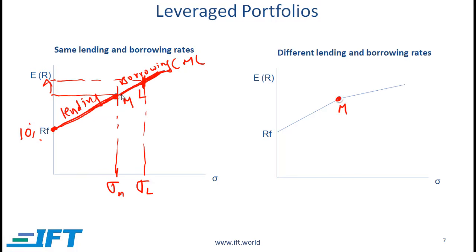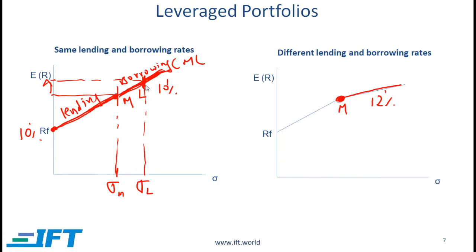In this picture, we assume that the borrowing rate is 10%. But what if the borrowing rate is higher? Say the borrowing rate is 12%. Then the slope of the CML after the market portfolio is going to be less than the slope over here.